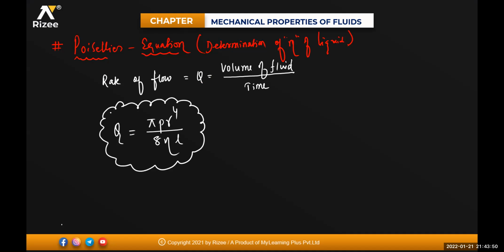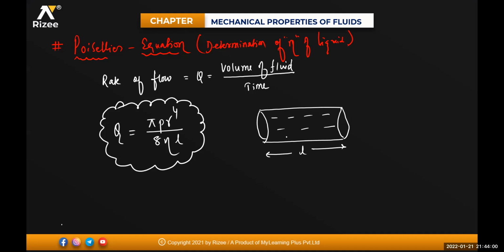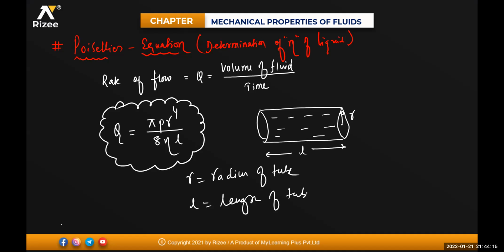So rate of flow of a liquid in a tube, whatever the liquid is flowing in this tube of length L, is directly proportional to your pressure, directly proportional to the radius of the tube. Small r is the radius of your tube. L is the length of your tube. Clear? So Q equals pi P r to the power of 4 divided by 8 eta L. Eta is the coefficient of viscosity. P is the pressure.